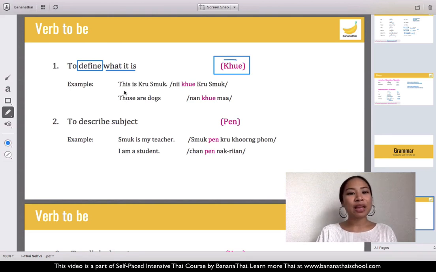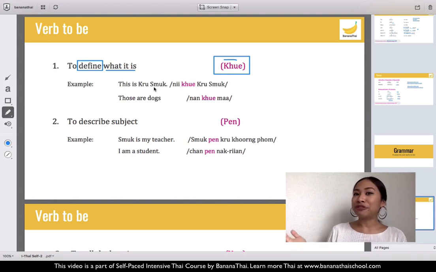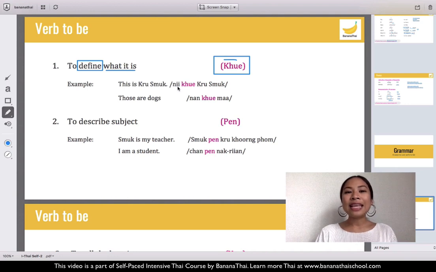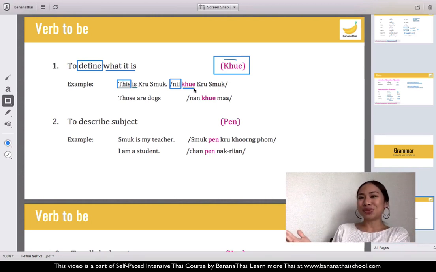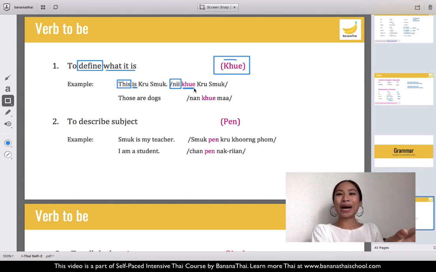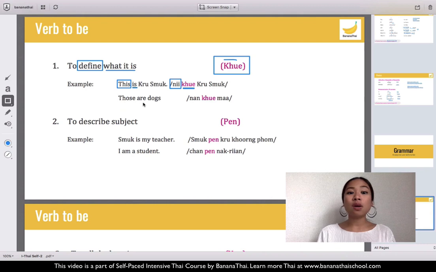For example, this is ครู Smoke. If you want to introduce me, you define me, you say นี่คือครู Smoke. Remember นี่ as this. And the verb to be in this case, you use the word คือ to define, and then ครู Smoke. And if you want to introduce Kun John, you would just say easily, this is Kun John, or in Thai language, นี่คือคุณ John. นี่คือคุณ Susan. นั่นคือคุณ Michael.